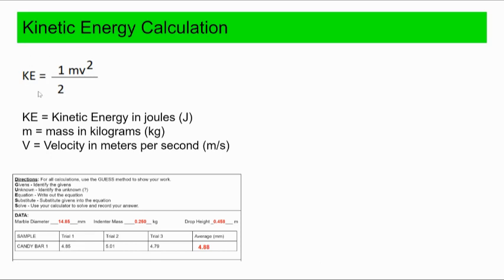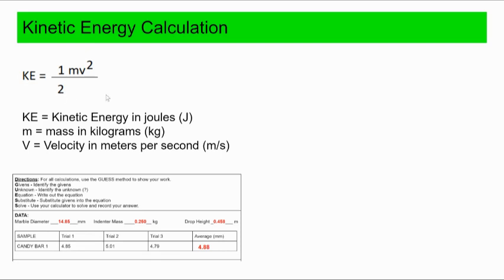Now notice, the biggest mistake made on calculators is we're squaring only the velocity value. So that should be your first step in order of operations. Square your velocity, then multiply by mass, then divide by 2.